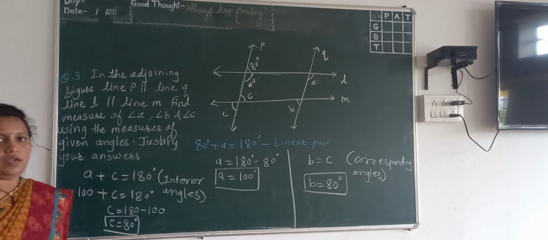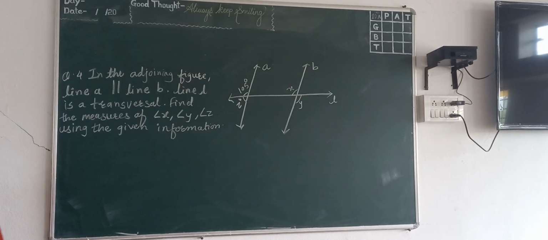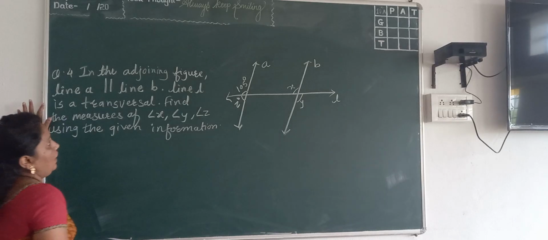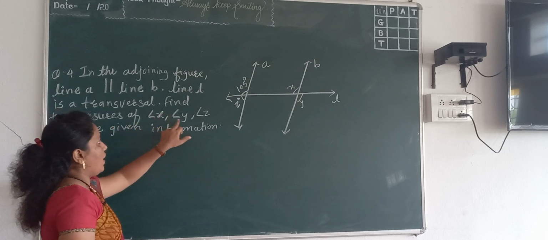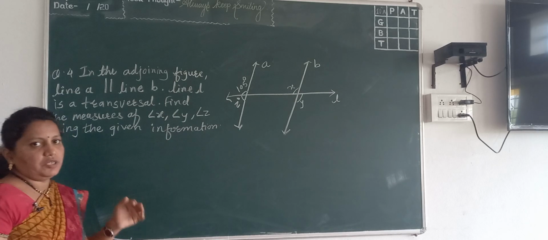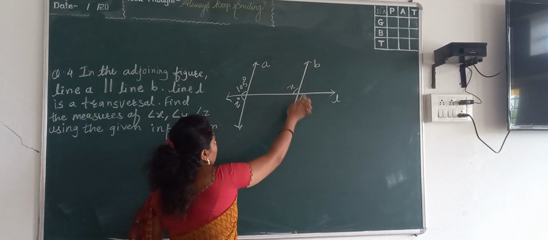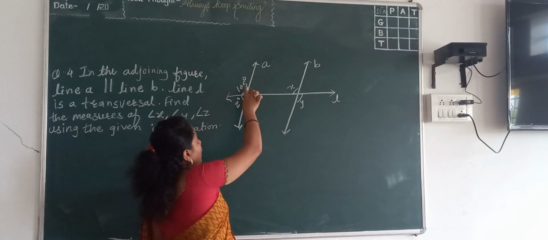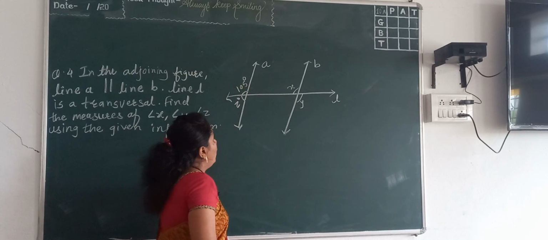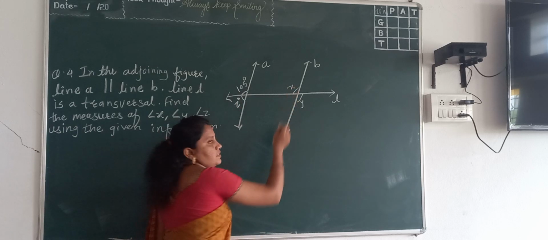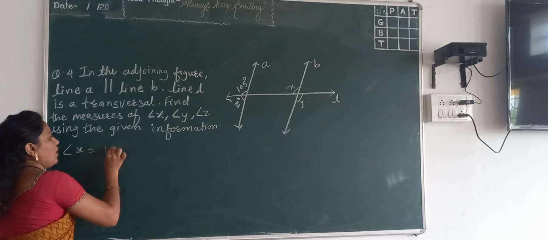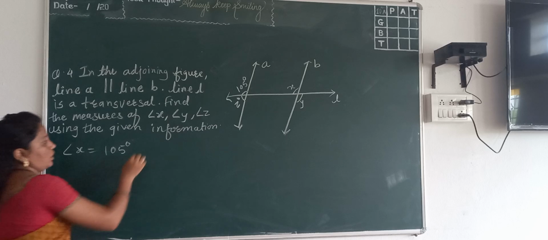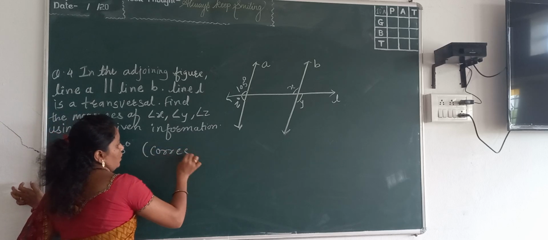Okay, then next question number 4. In the adjoining figure, lines A and B are parallel lines, and line L is a transversal. Find the measure of angle X, angle Y and angle Z using the given information. You have to find X, Y and Z. Only this angle is given, it is 105. First, this angle and angle X are congruent. Why? Angle X is equal to 105 because of corresponding angles.